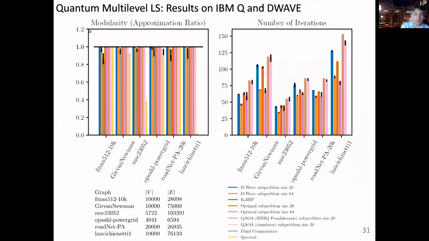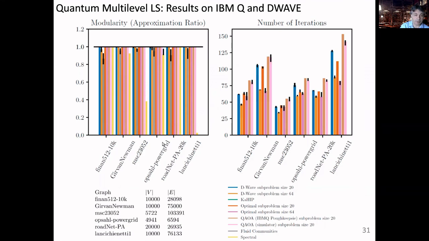So here we solve the modularity problem, and this line represents the best known solution so far. We cannot solve the problem exactly. I mean, no global optimization solver will solve the problem for this size, but we can use the best known solution. And we can see that in many cases, we do reach this best known solution with our hybrid quantum classical multi-level scheme.